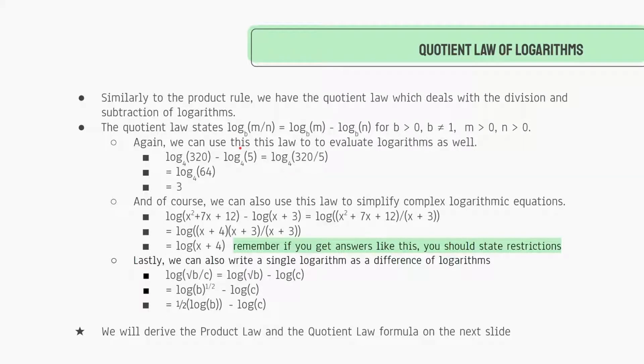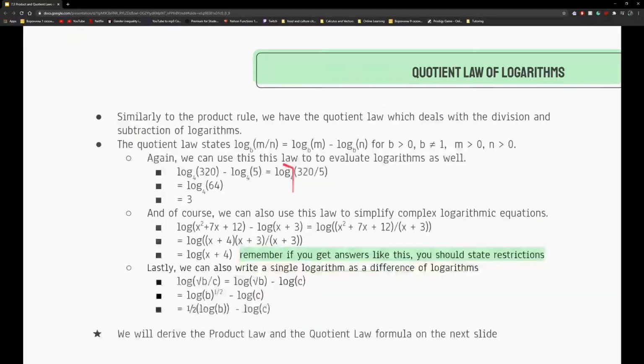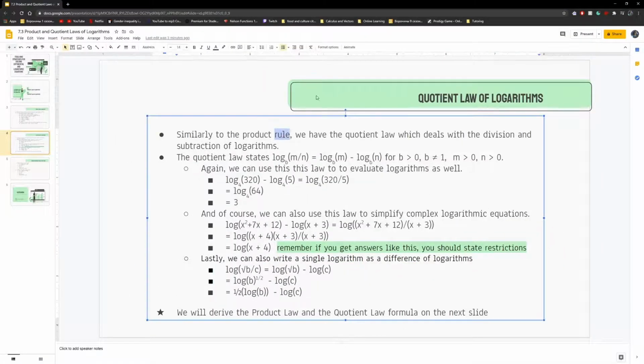If you're good with that, we could now talk about the quotient law. The quotient law is super similar to the product rule, the product law. Essentially, now instead of dealing with multiplication and the sums, we're dealing with the division and the subtraction of logarithms.